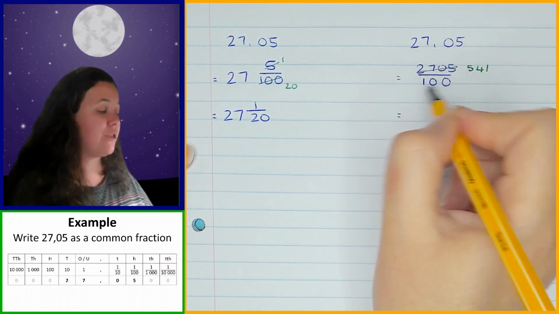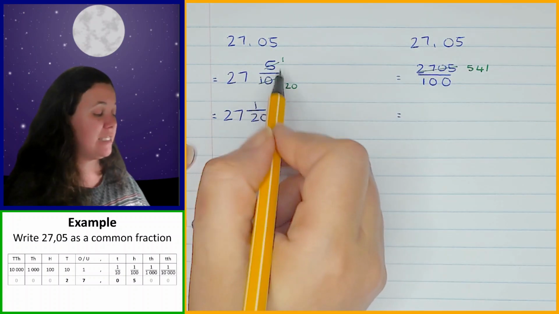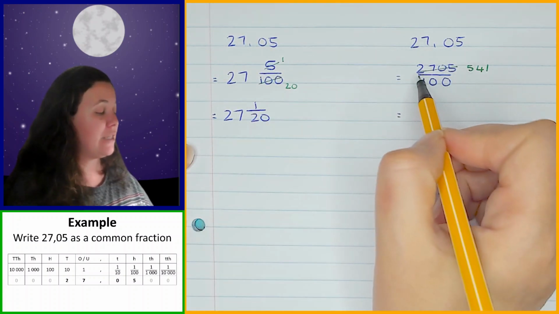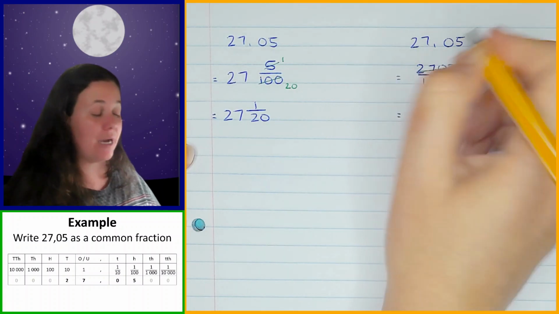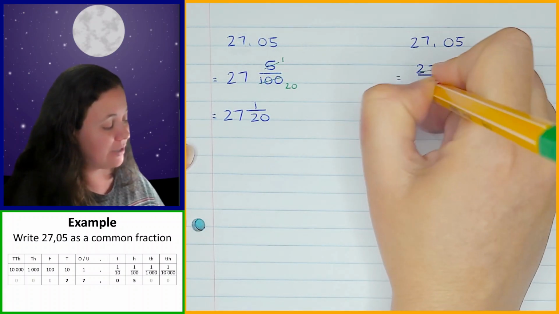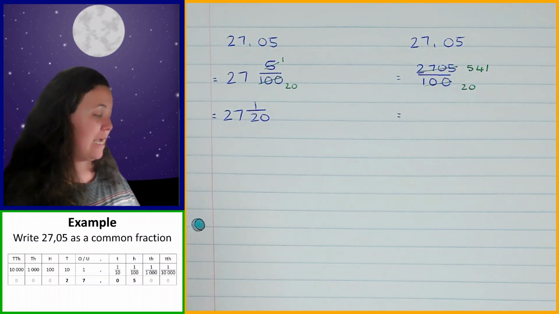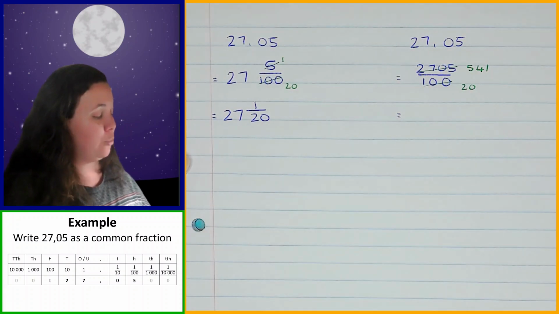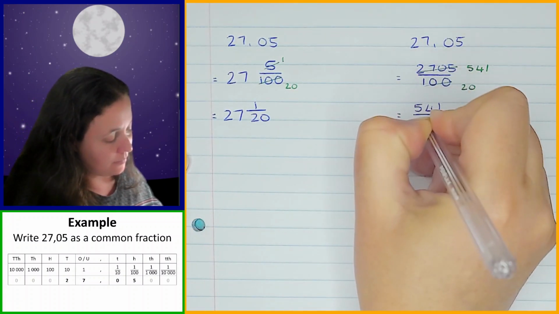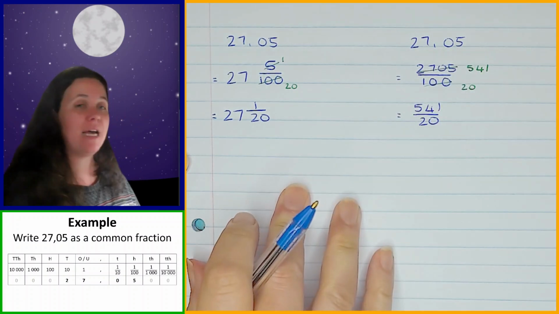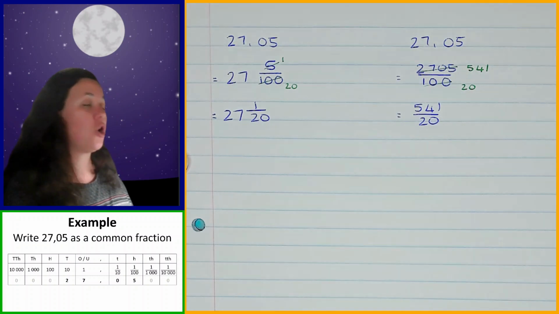Now, when you're working with a big number like this is when it's actually easier to do it that way, because it's much easier to simplify 5 over 100 than 2,705 over 100. But it is possible. You can just divide by 5, okay? And then I divide this by 5, and it goes in 20 times. And that leaves me with 541 over 20. Okay, so that is converting a decimal fraction to a common fraction.